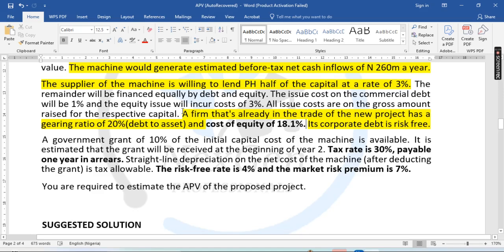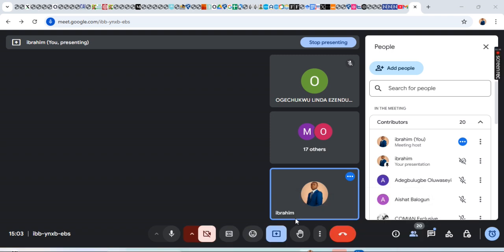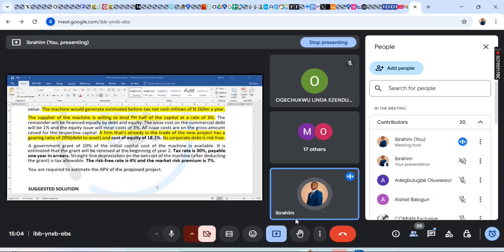Okay. A firm that is already in the trade of the new project has a new beta, right? Now, class, there is a company. Please let's listen to this illustration here. That's why I was asking: is there any cost of debt?